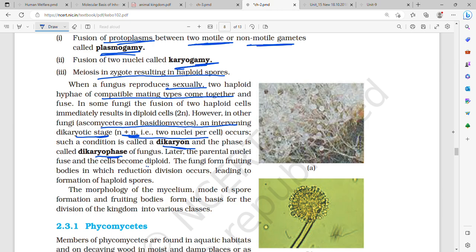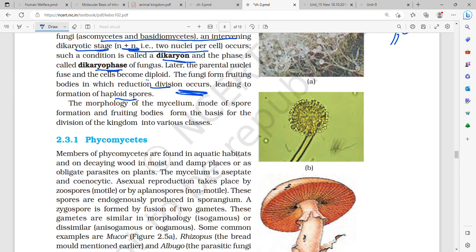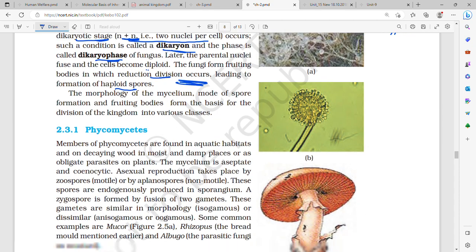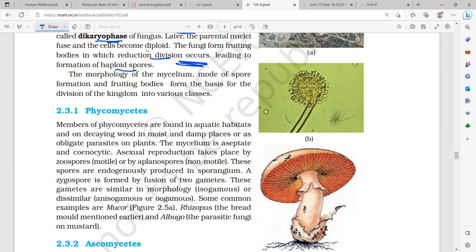The fungi form fruiting bodies in which the reduction division occurs. So after fusing the zygote, the fruiting body is made, inside which meiosis occurs, a reductional division, leading to the formation of haploid spores inside the fruiting bodies. What are the bases of division of the kingdom into various classes? That is the morphology of the mycelium, the mode of spore formation, and fruiting bodies.